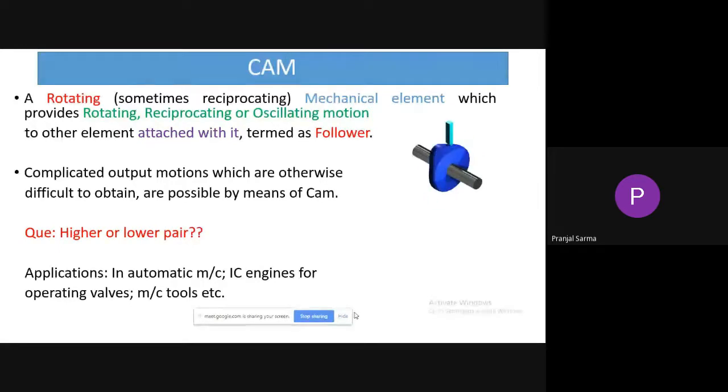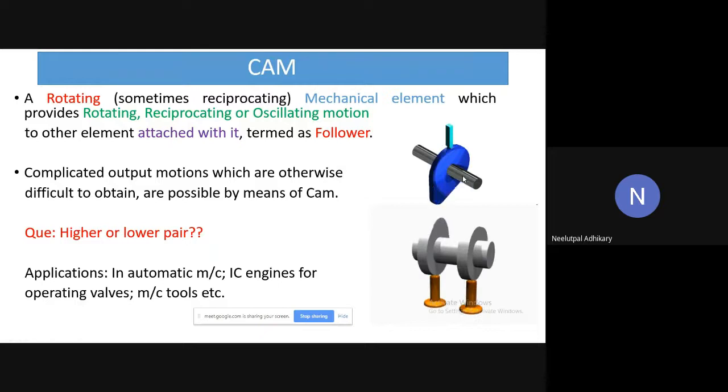If you don't have a standard name for it, right? So this kind of complicated motion, where within a particular time this kind of motion should be there, could be accomplished by the cam and follower. So now question: can you tell me whether it's a kind of higher pair or lower pair mechanism in general?